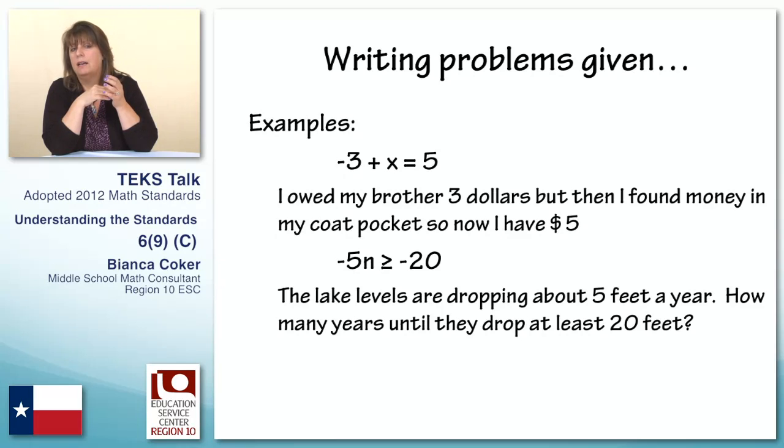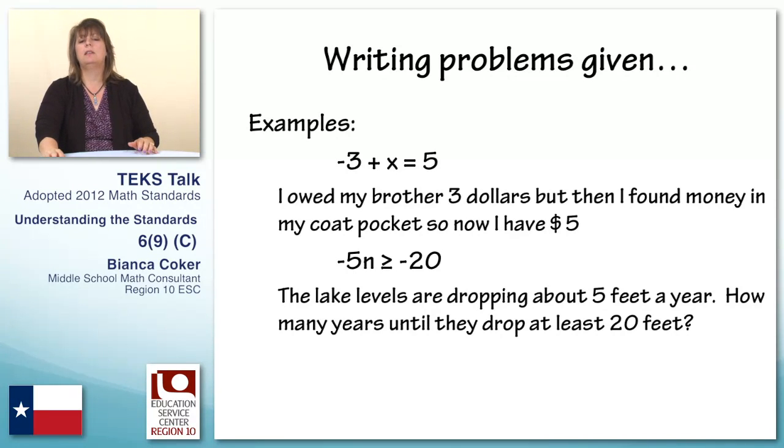In fact, we'll find out that's our rate of change, right? And then we'll have the other part, because that's just an expression right now. The lake levels are dropping about 5 feet a year. The other part of our inequality is the second sentence here. How many years until they drop at least 20 feet? So dropping at least 20 feet is at -20, and at least is our verbal expression that relates to our greater than or equal to sign. All right? Does it make sense?